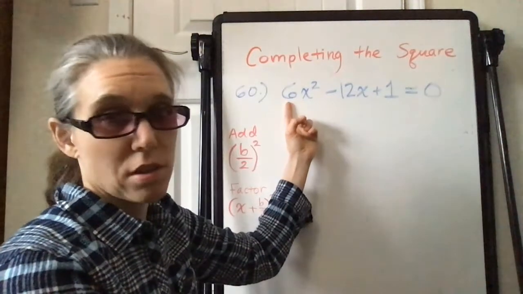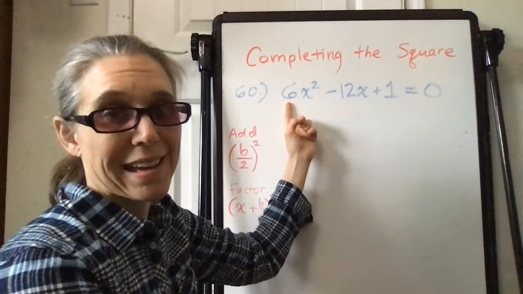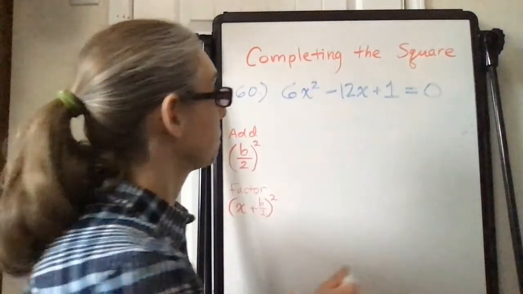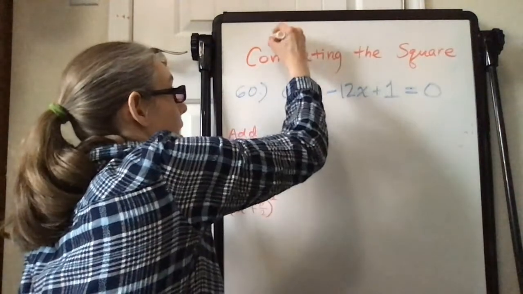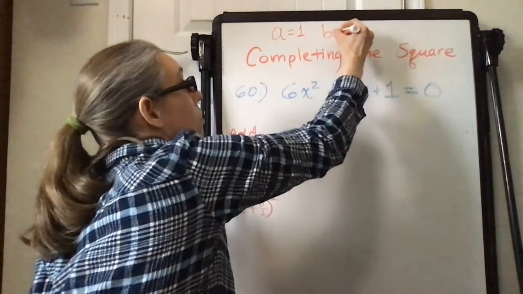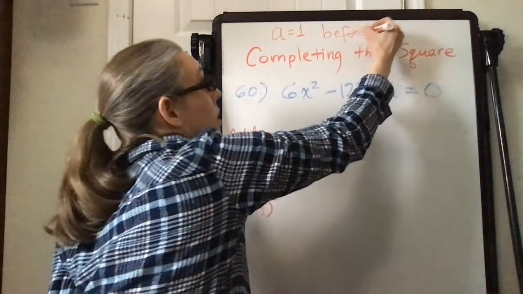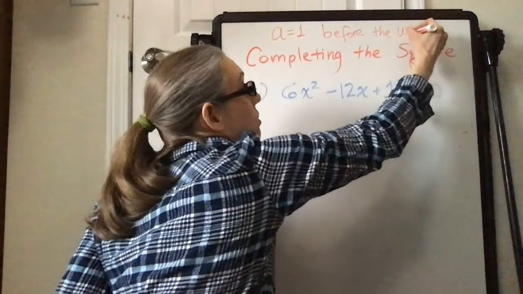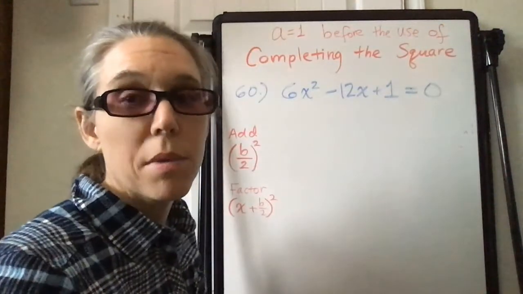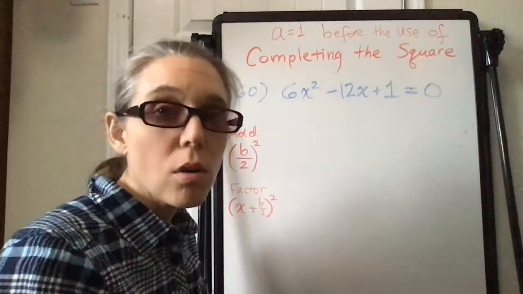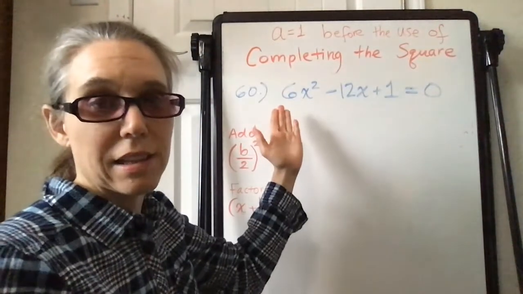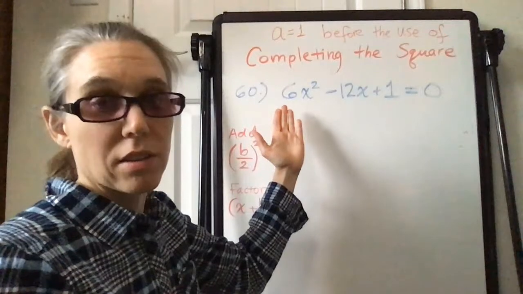We do not want to do this type of problem when A is not 1. So a prerequisite condition for completing the square is that A must be 1 before the use of completing the square, okay? A must equal 1 before the use of completing the square. So how do you get A to equal 1? Divide both sides by 6.